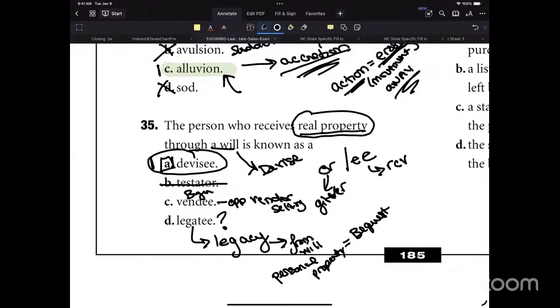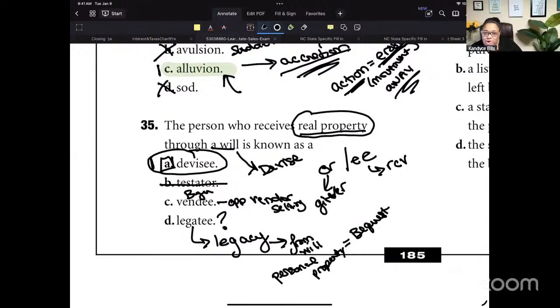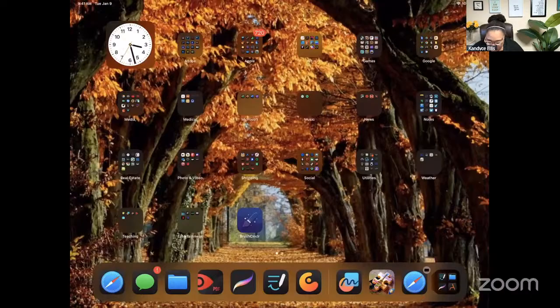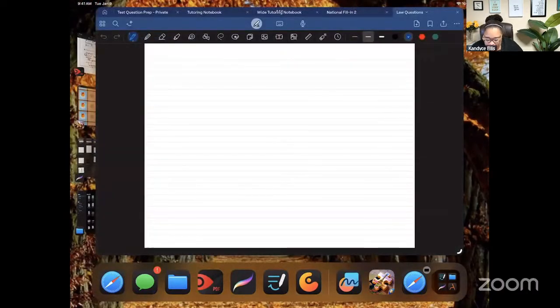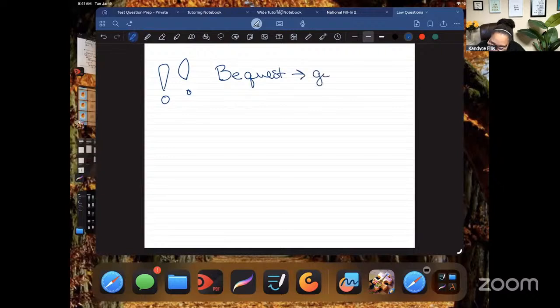Why is Uncle Ray the best? So let's write that out because I need to put that in my notes, because I was told a bequest was personal property. So I'm learning something too. So where are my notes? I can put it in here. Law questions. Okay. So a bequest is a gift via will for both real and personal property.